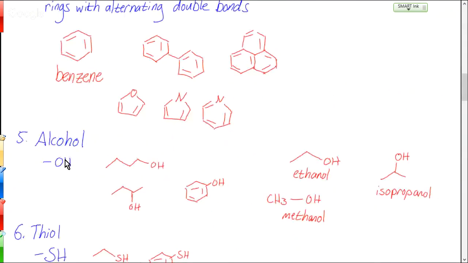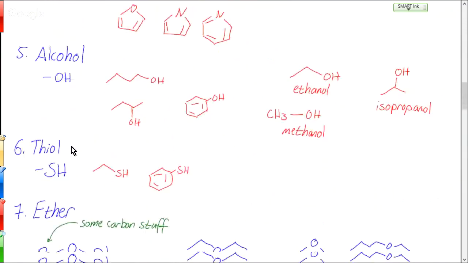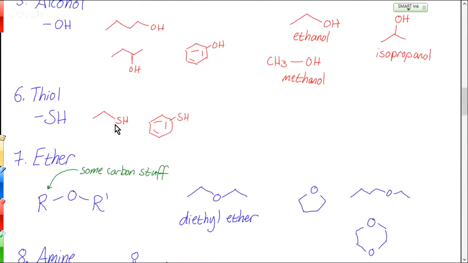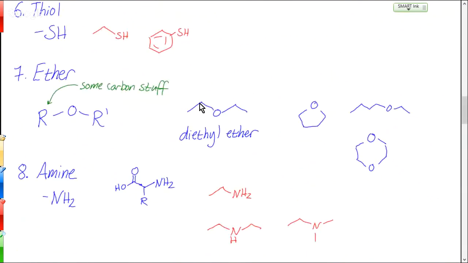Alcohol is OH, looking for OH. Thiol, SH. Ether, it's an oxygen in between two carbons, but not with carbonyls around. A carbon double bond oxygen next to that thing makes it an ester instead of an ether.